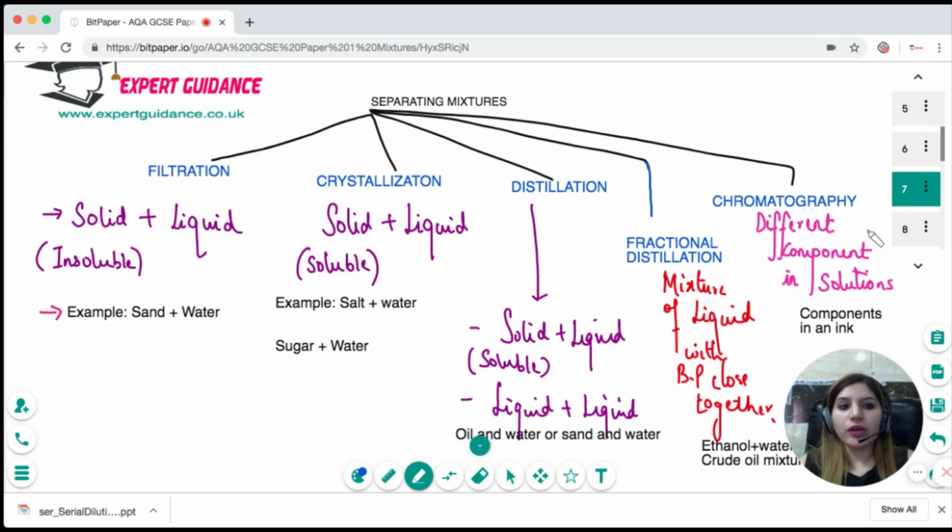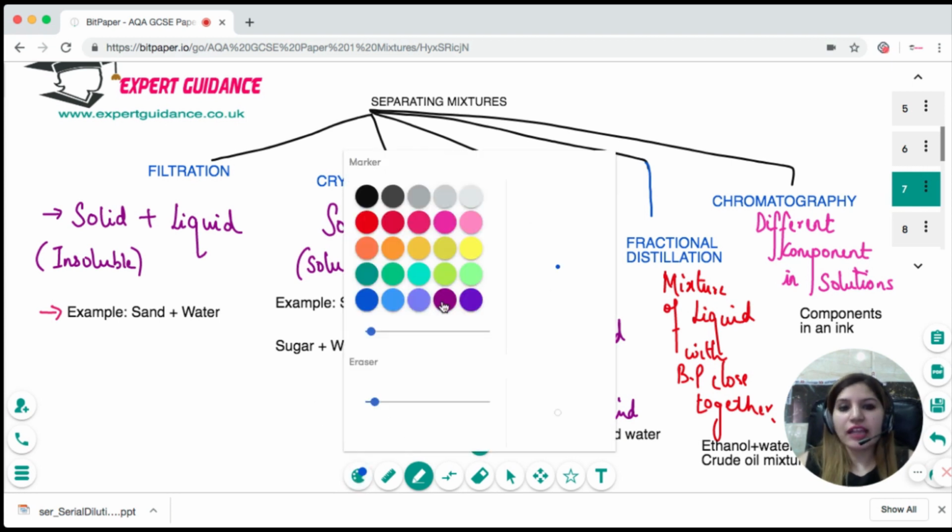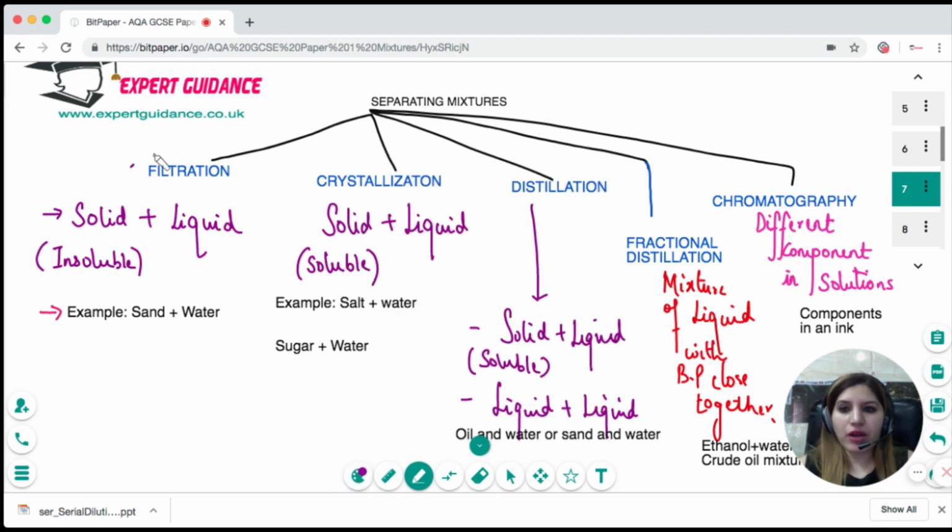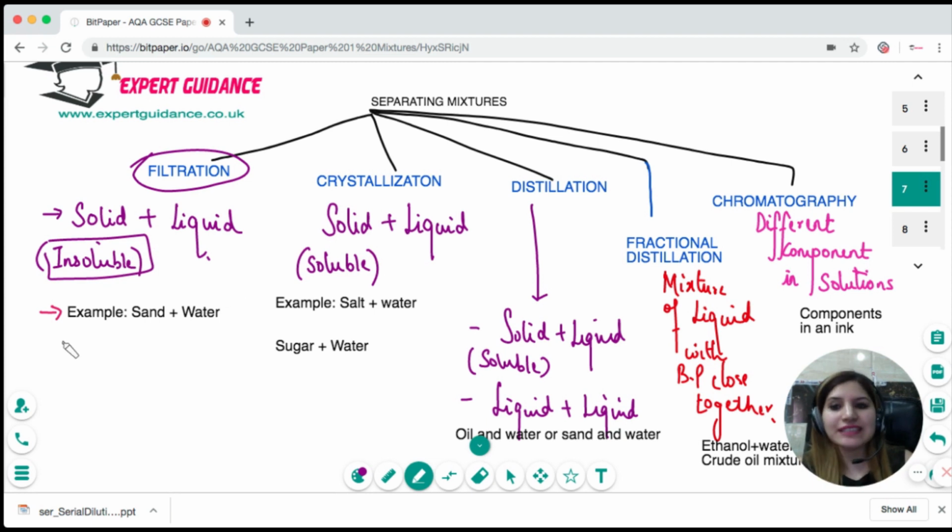Now we know that mixtures can be separated by physical means. Now let us look at the different ways we can separate mixtures. There are 5 techniques you need to be aware of. First is filtration, which is used when you have a mixture of solid and liquid where the solid is insoluble. So the solid is insoluble in the liquid, so you can easily filter it off and the solid will stick to the filter paper. Example, sand and water.